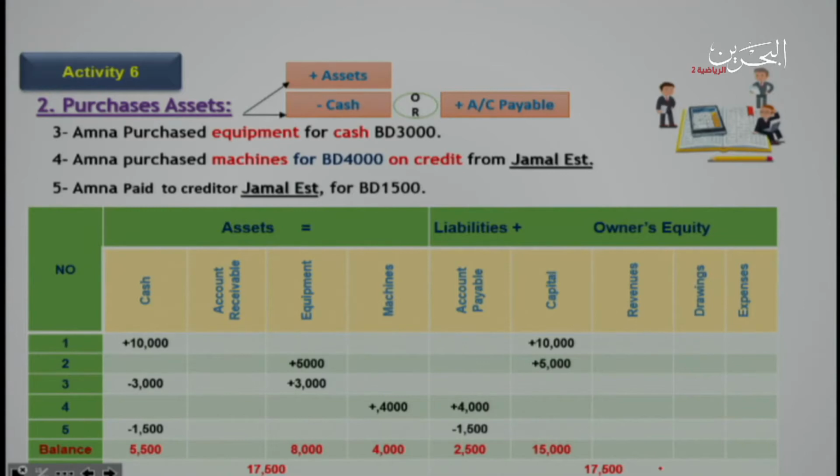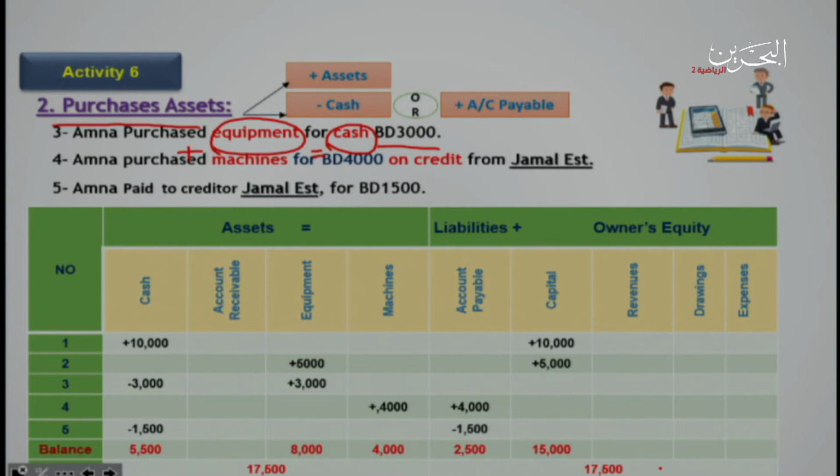Moving to the next activity, the effect will be on the purchase of assets. Let us take an example of the transactions we have. Amna purchased equipment for cash by 3,000. Let us check the keywords in our transaction. Purchase equipment. So the equipment in our company will increase. And also I pay for this equipment by cash. So the cash for my company will decrease.